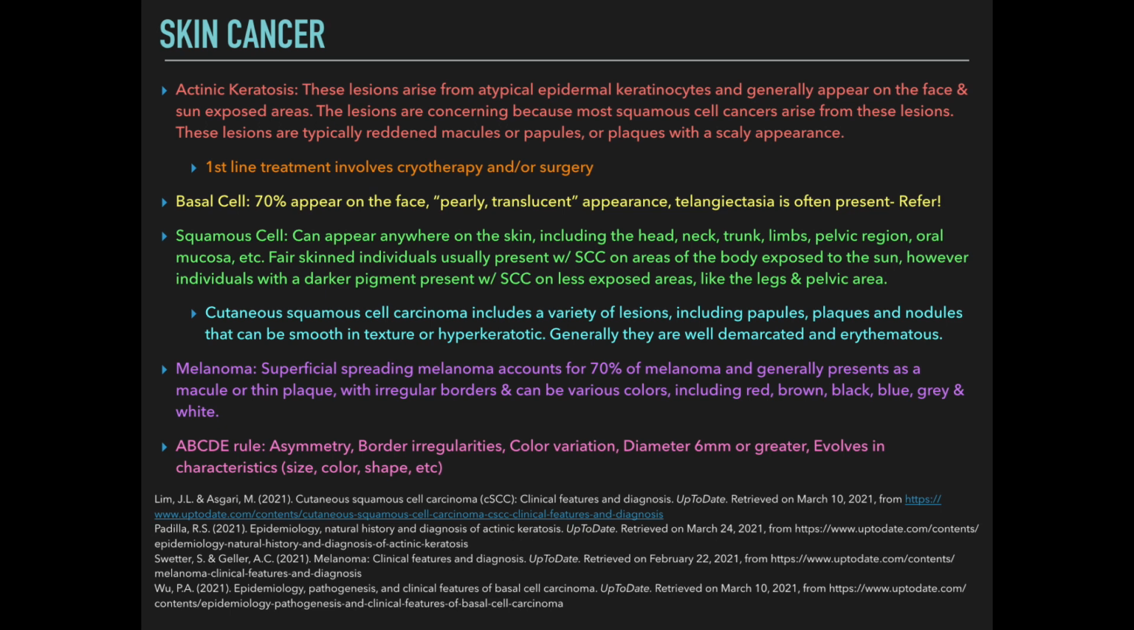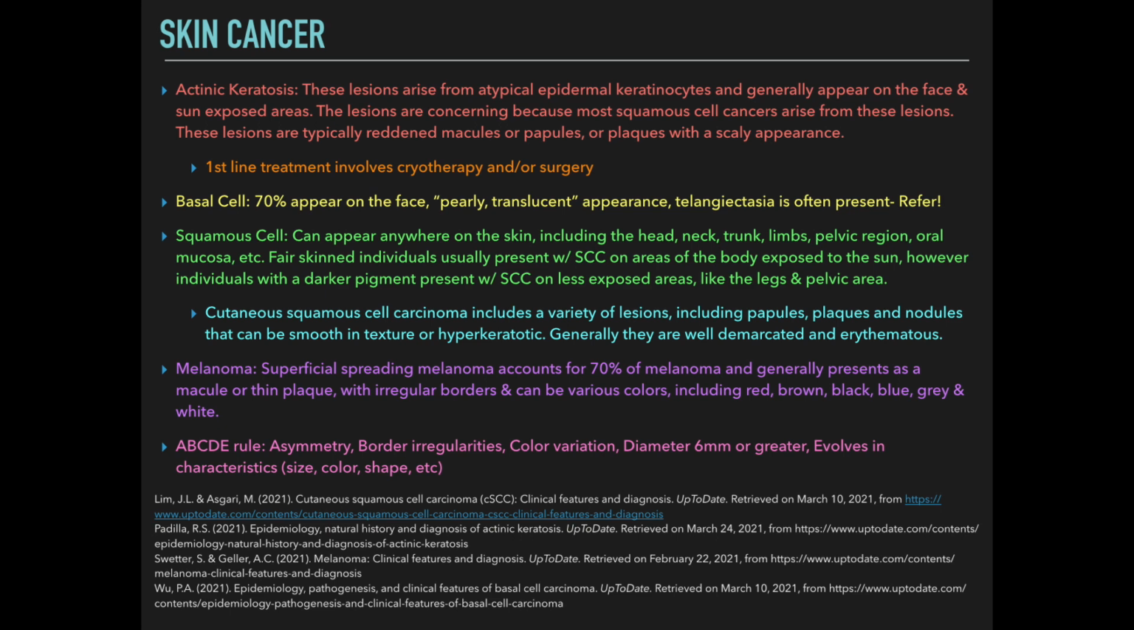So squamous cell carcinoma lesions come in a variety. They include papules, plaques, nodules. They could be smooth in texture or hyperkeratotic. Generally, they are well demarcated, though, and erythematous. And this really ties into the importance of that ABCDE rule, which I'm almost at.